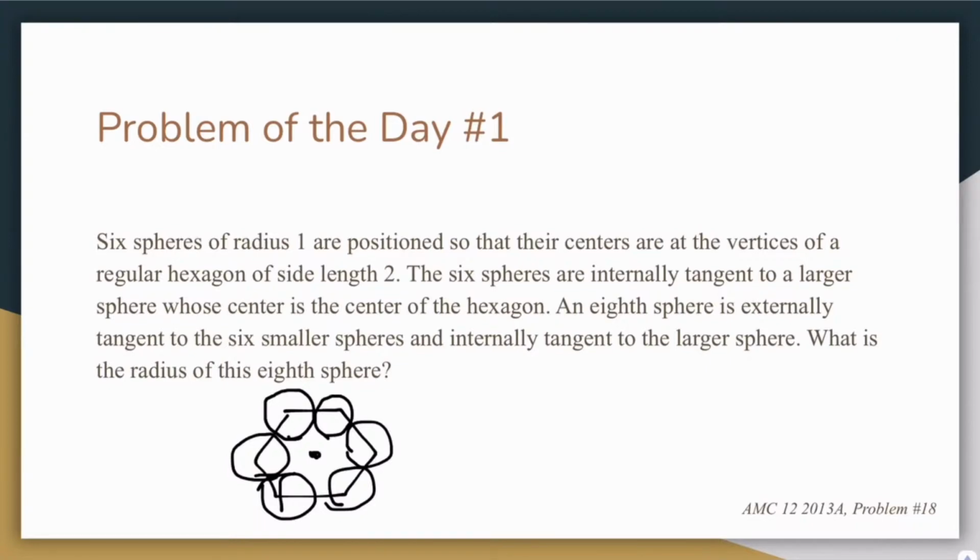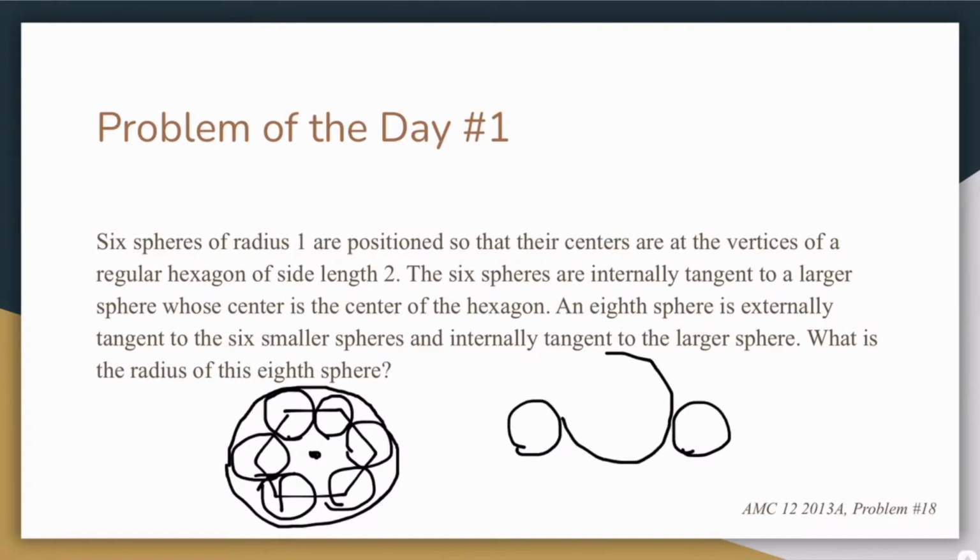So we can draw the seventh sphere. And then now we need to flip the diagram 90 degrees. So the eighth sphere is going to be such that there are the two smaller spheres here, and then the eighth sphere is going to be somewhat like here, since we need there to be a circle outside of it. Now let's continue with the problem.